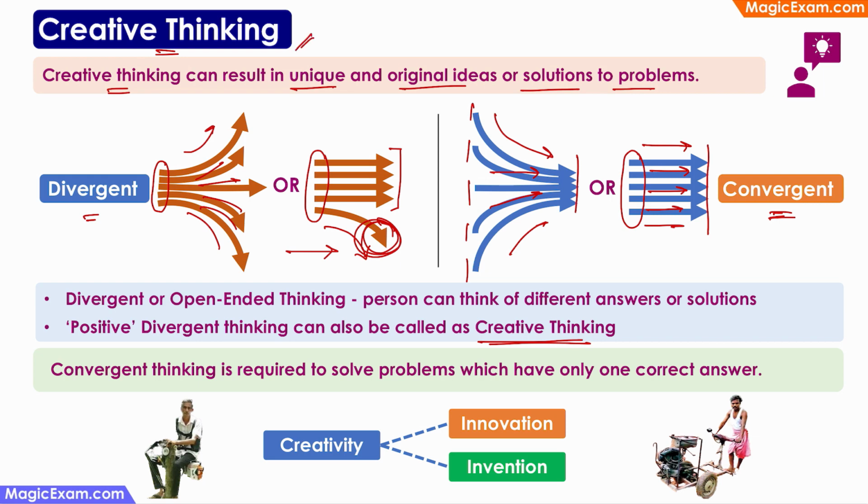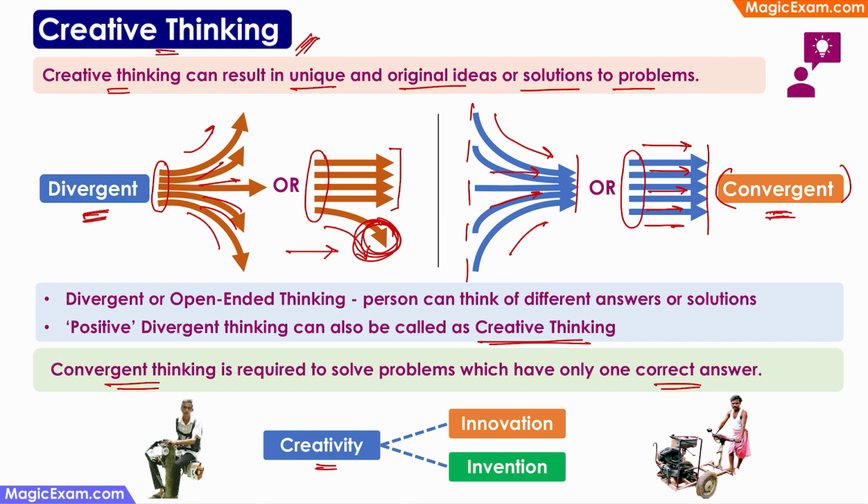It doesn't mean that convergent thinking is useless, because convergent thinking is also very, very important. If there is only one correct solution to a problem, one correct answer, and all students are expected to use the same correct process and arrive at the same correct answer, then convergent thinking is very, very important there. Right? Because divergent thinking does not work in all situations. Therefore, both convergent thinking and divergent thinking are very, very important. Divergent thinking, when it is useful and productive, can be called creative thinking.